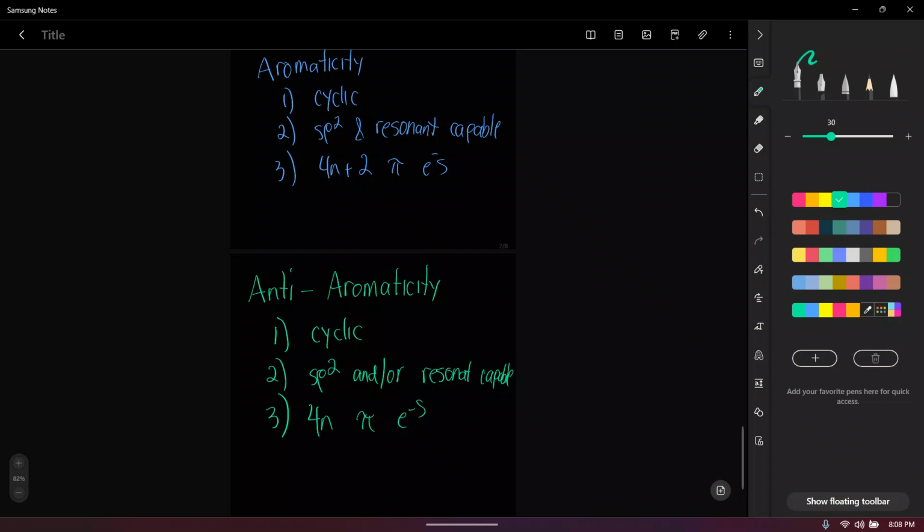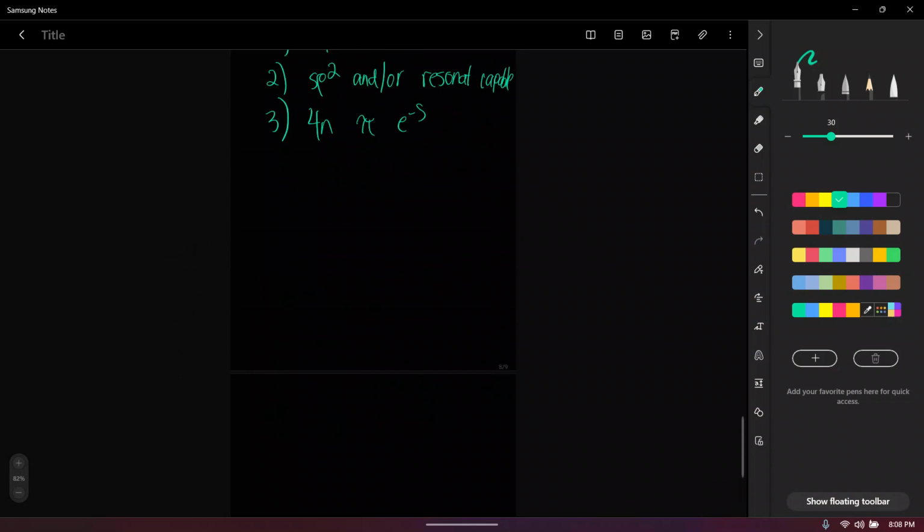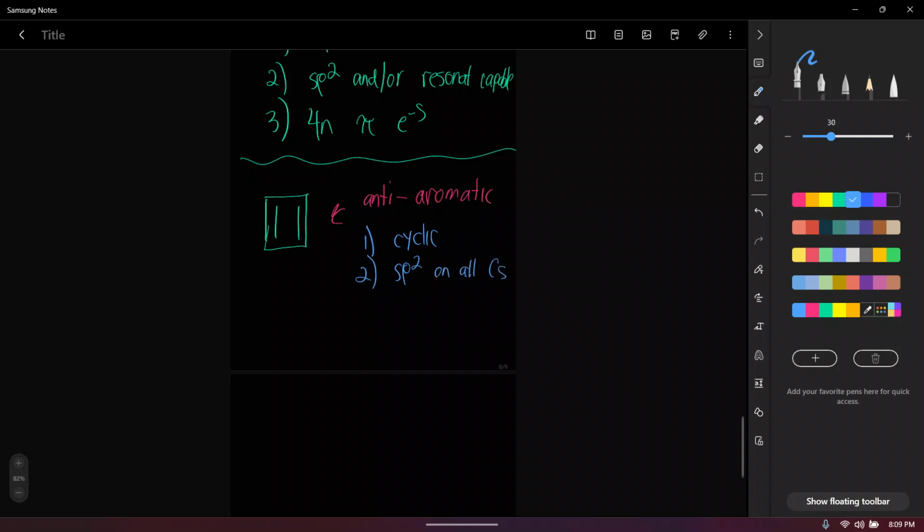Right? So, for example, if I just have a 4-membered ring that is fully conjugated with double bonds, that is an anti-aromatic molecule. And that is anti-aromatic because it is cyclic. Obviously, it's a square. All of the carbons are sp2. But there's only 4 pi electrons, and obviously 4 pi electrons is 4n, where n is equal to 1. So that would be anti-aromatic.